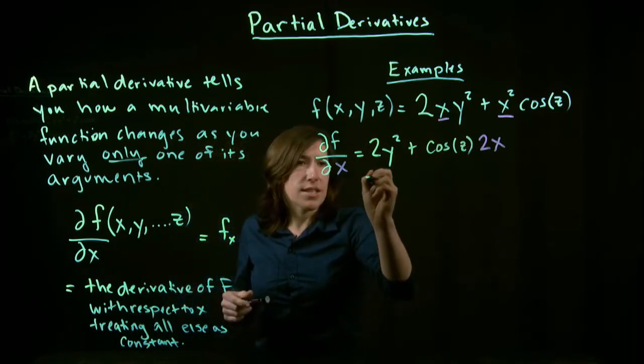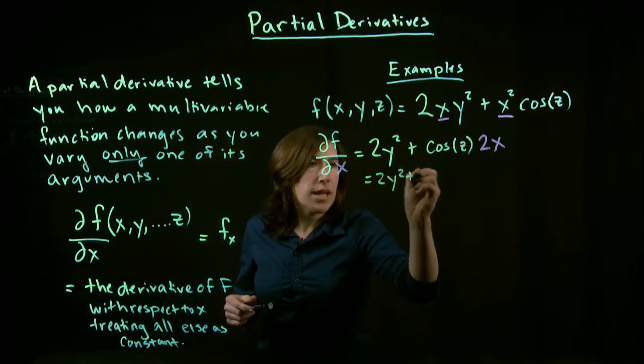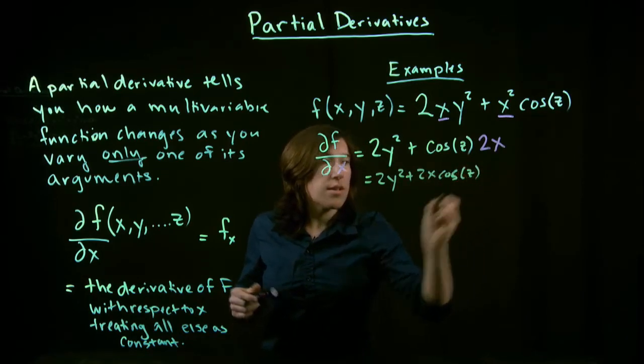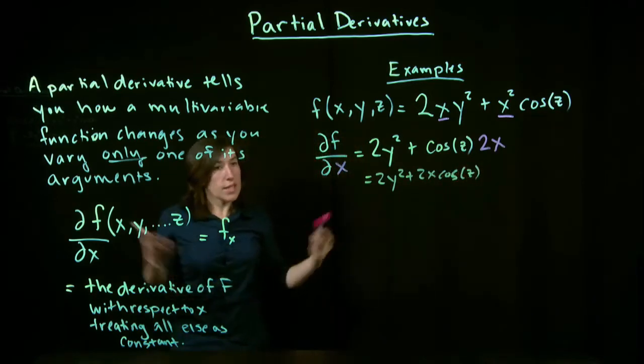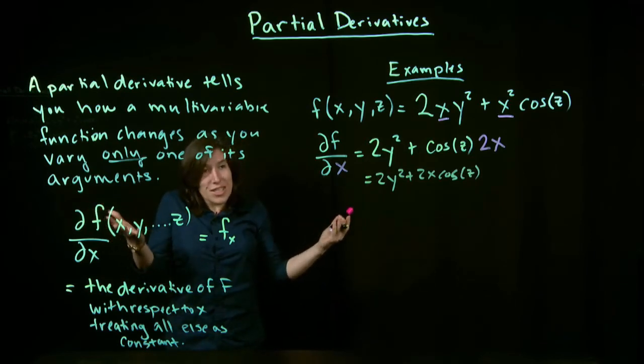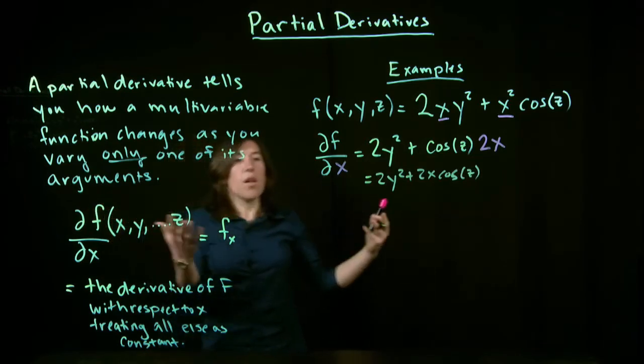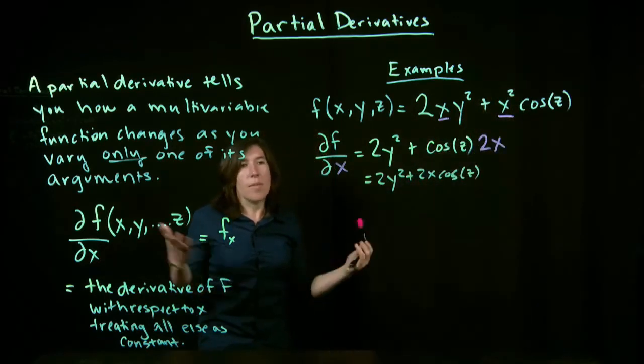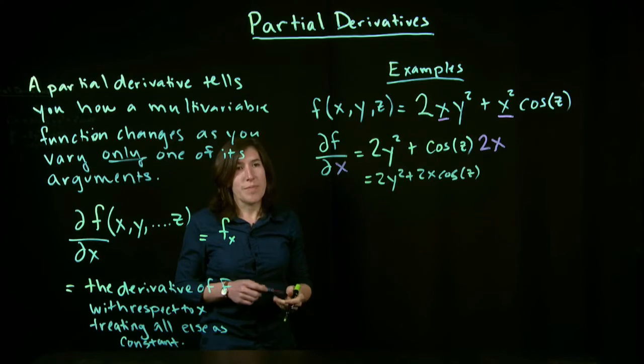So we can write this. This is 2y squared plus 2x cosine of z. And that's the partial derivative. See, I told you it's just as easy as taking a normal derivative. All of the rules that you learned, the power law rules, things like that, follow in exactly the same way.